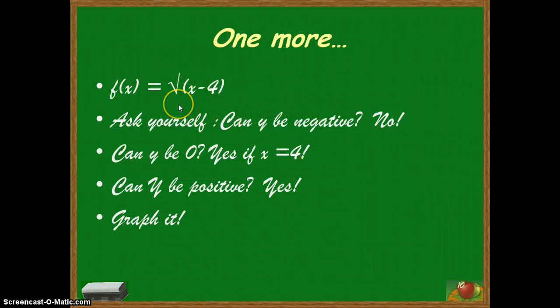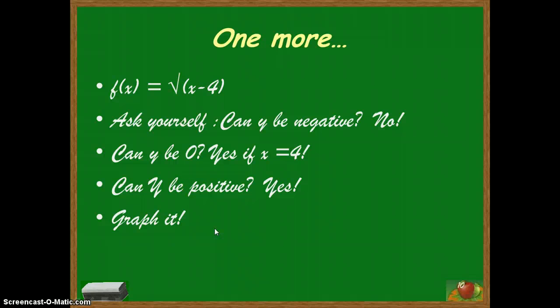One last one. f of x equals the square root of x minus 4. What do you know about what can be under the radical sign? Can I have a negative number? No. So I will never have a negative square root, so y can't be negative. Could it be 0? Well, yeah, if x is 4, it's 0, and the square root of 0 is 0. Could it be positive? Yeah. If x is 29, this becomes 25, and the square root of 25 is 5.